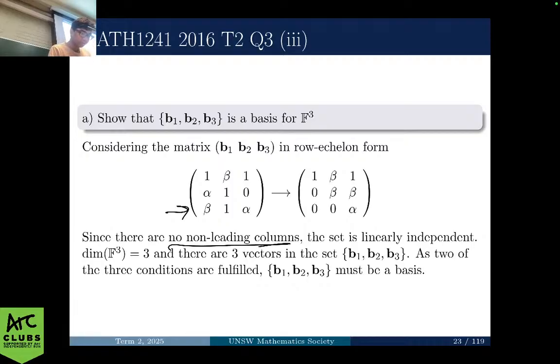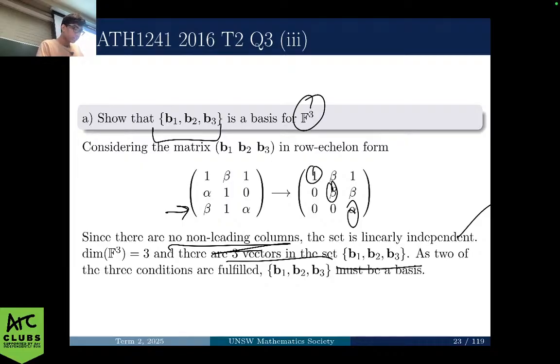Since there are no non-leading columns, you can see this, no non-leading columns, the set is linearly independent, which is good. And we have another thing. We know that this is F3, and we have 3 vectors here, and 3 vectors in the set. And so the dimension of F3 is 3, and we have 3 vectors.